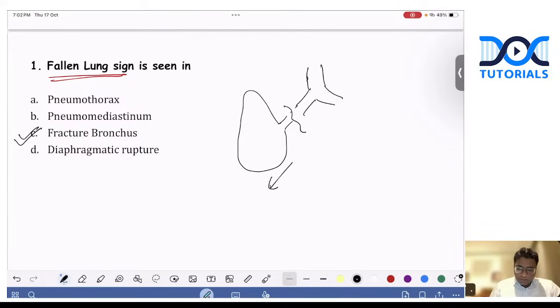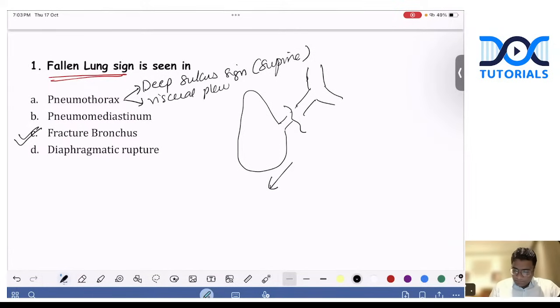Next, pneumothorax. What were the signs that you learned in pneumothorax? Remember, deep sulcus sign. This is on a supine radiograph, right? And you also see the visceral pleural line. Visceral pleural line. Absent bronchovascular marking. All of this is pneumothorax. Pneumomediastinum. What were the radiological signs that you see in pneumomediastinum? You see a Spinnaker sign. Spinnaker sign. Also called as the angel wing sign or the angel wing.